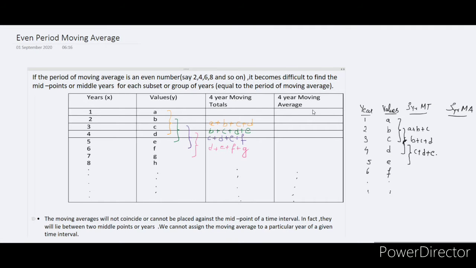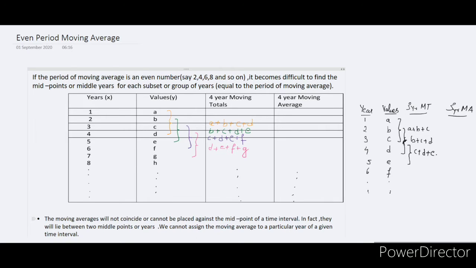Now, if the period of the moving average is an even number, let's say we are asked to find a 2-yearly, 4-yearly, 6-yearly or 8-yearly moving average, then it becomes difficult to find the middle points or the middle years for each group or subset of years. Which means if we're taking a 4-year moving average, we are adding up a group of 4 years each: first 4 years, second 4 years, third 4 years, and so on, depending upon the number of data we have. Now for each group, it is very difficult to find the middle point.